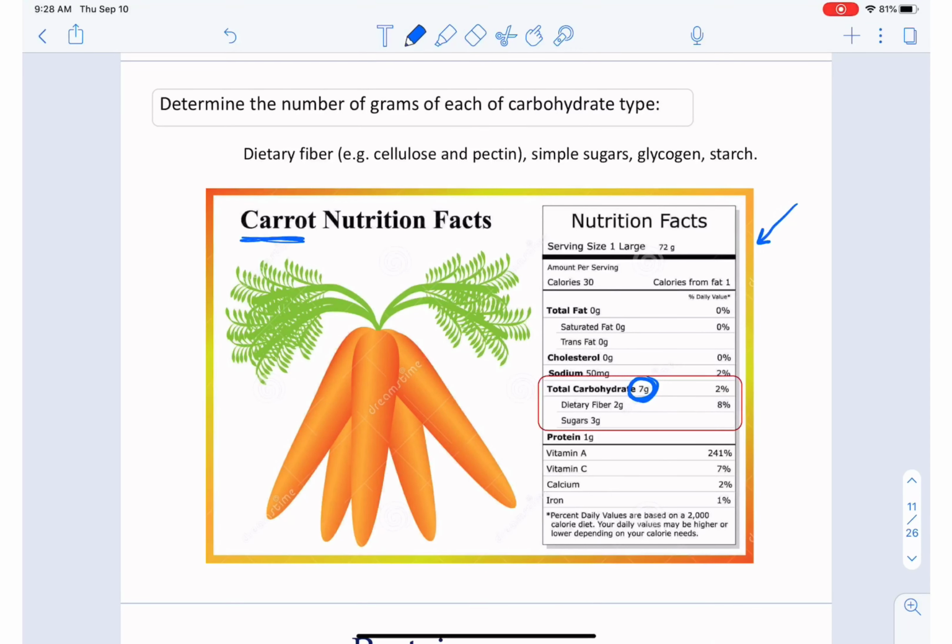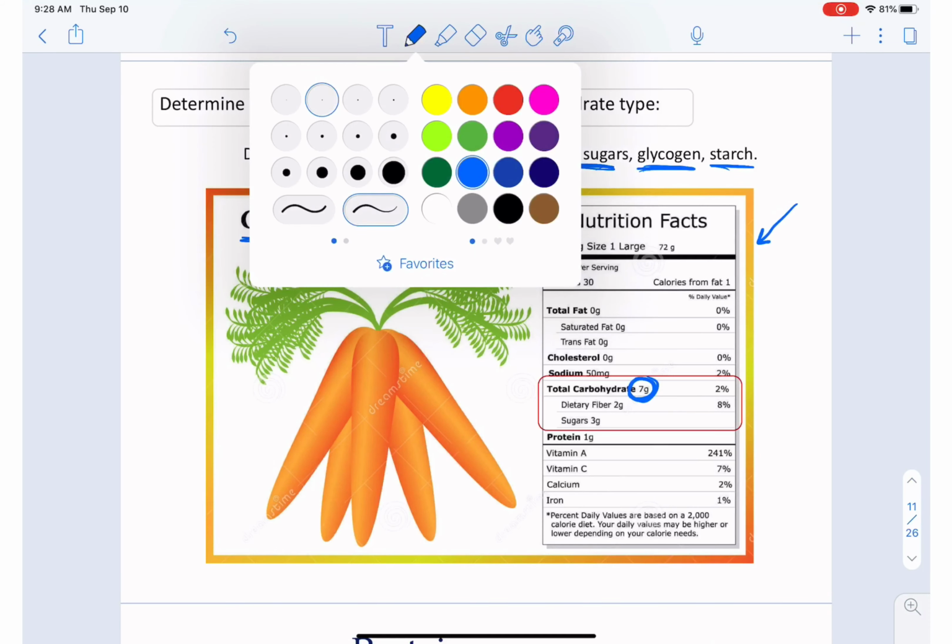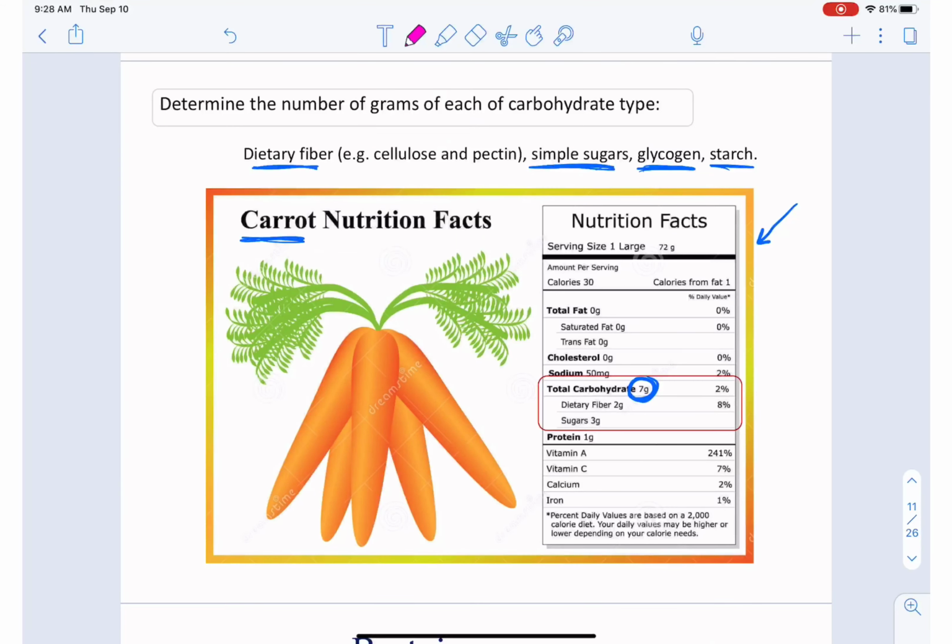How many of those grams represent dietary fiber? How many of those grams represent simple sugars? How much of that represents glycogen? And how much of that represents starch? Now, they've given you some of those answers. All right, they tell you that 2 of those grams are dietary fiber. And they tell you that 3 of those grams are from simple sugars, naturally occurring mono and disaccharides.